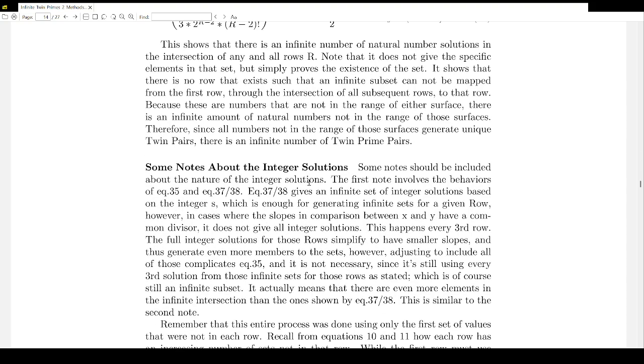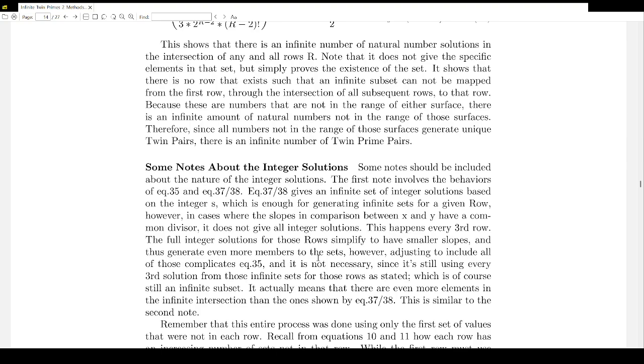Let's see how I set it down here. In cases where the slopes in comparison between x and y have a common divisor, it doesn't give all integer solutions. This will happen every third row. The full integer solutions for those rows simplify to have smaller slopes than the ones that we had in those equations. Yeah, there's a way you can factor something out and simplify it. But that has the effect of generating even more members of the sets. So again, this is one of those cases where you're just looking at an infinite subset, but it's still an infinite set. And you've excluded some that you could have had, which would just give you even more answers.